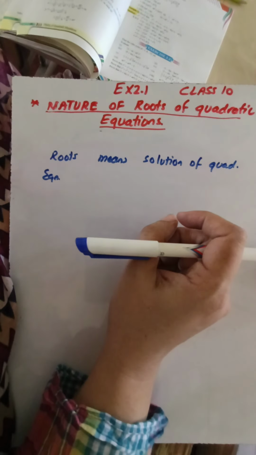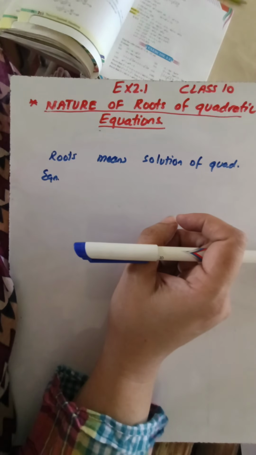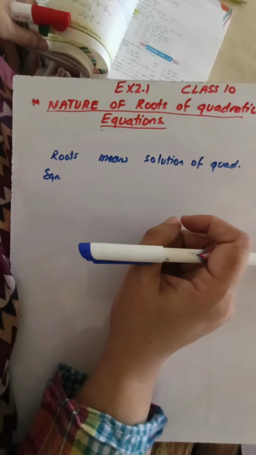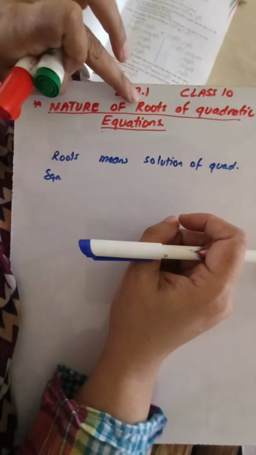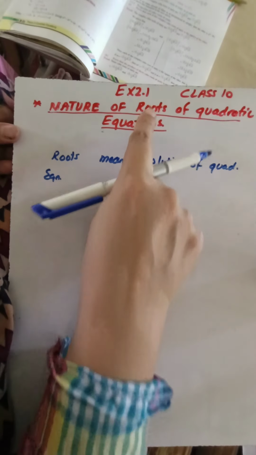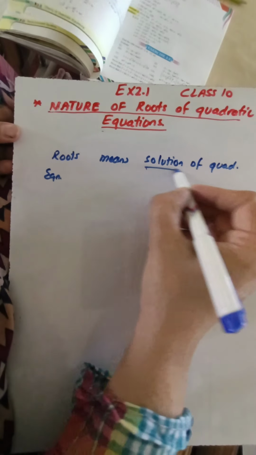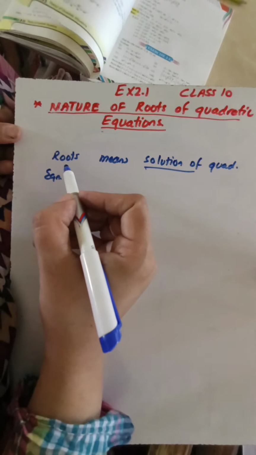already learned how to find. Okay, by the quadratic formula or completing the square we were finding the solutions of the quadratic equation, and roots is another name for such solutions. Okay, so this is nothing new, but the solution of a quadratic equation is also called root.